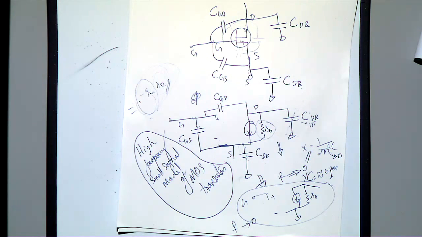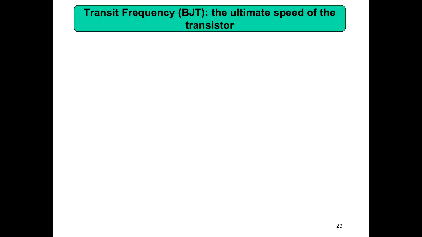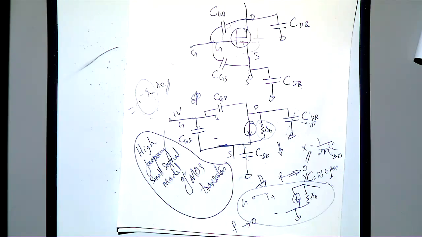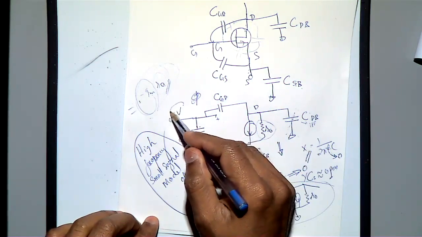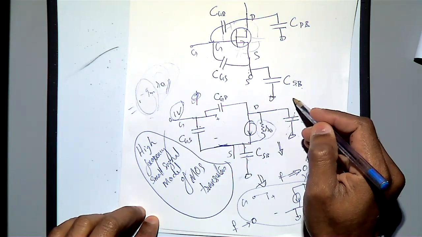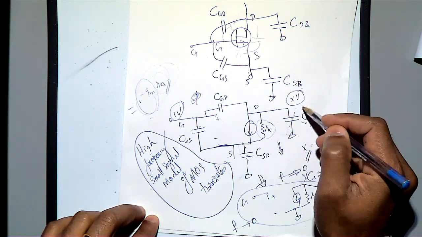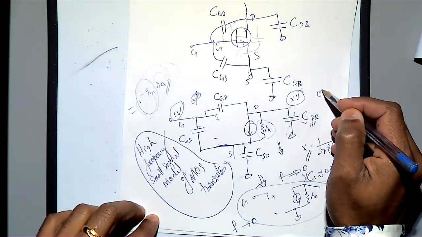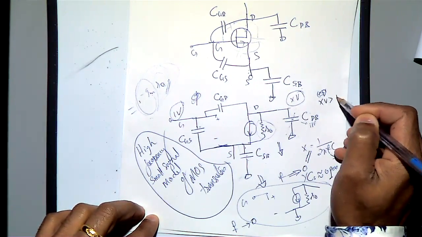So we can define a maximum frequency that is called the transit frequency. That is the ultimate speed of the transistor, meaning the maximum frequency at which you can operate the transistor. Then how will you define it? For the transit frequency, you connect 1 volt here. 1 volt is maybe a bit more amplified version, but it is an exaggerated example. If you get 1 volt here, and the gain is X, that is your output here, and X volts is greater than 1 volt.